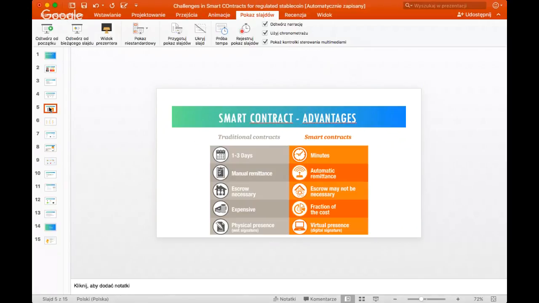And here is also a point: fraction of the cost. Smart contracts are supposedly way cheaper than traditional contracts. That's not really true always. That's not always the case.